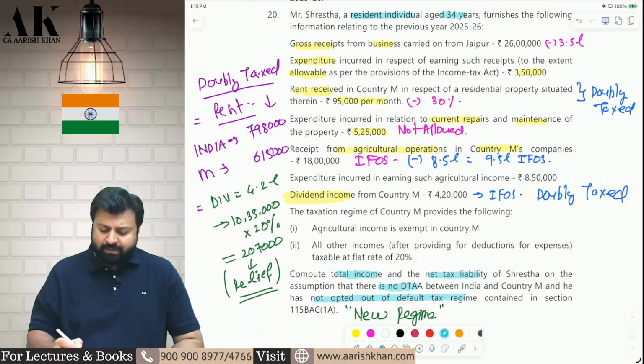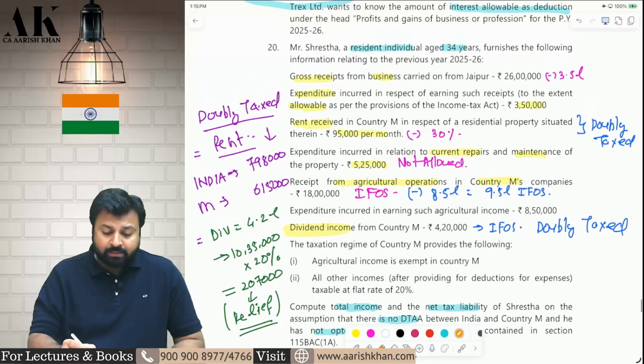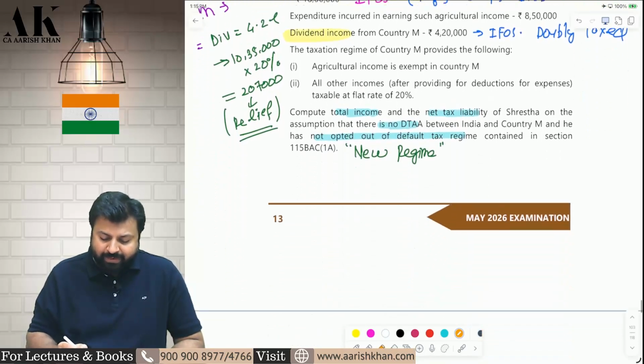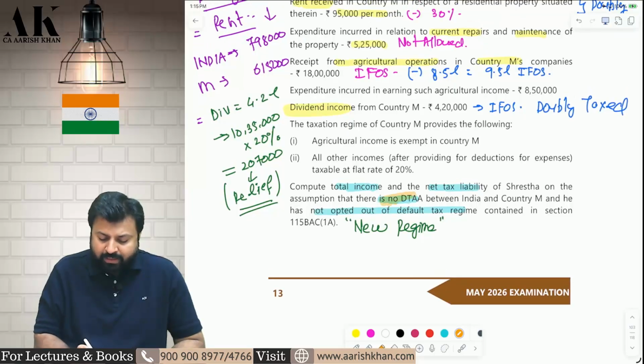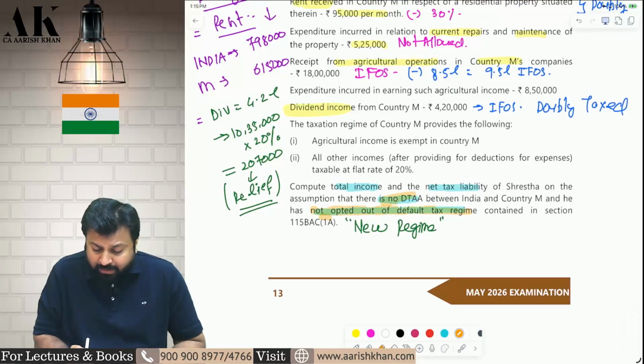And one last question over here, which is on DTAA. Shrestha, resident individual, 34 years. He is earning some income from various countries. India does not have DTAA with the foreign country. He has not opted out of default regime.